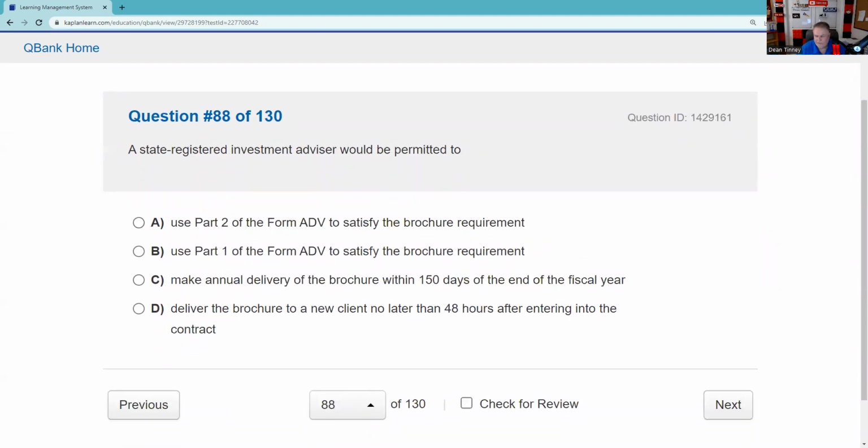A state registered investment advisor, we said you're one or the other. You're one or the other. And we say that we use Form ADV, Part 2, as a brochure. So use Part 2 of the form to satisfy the brochure requirement. That sounds awful good. Part 1, no. Annual delivery, that's not 150, it's 120. No, 48 hours is about the 5-day free look, so the answer is A.